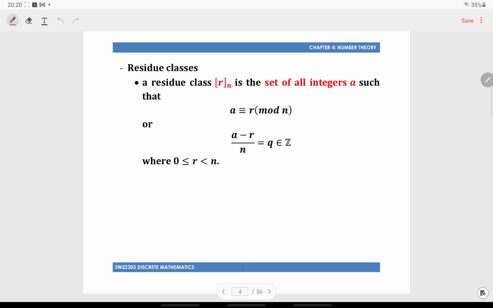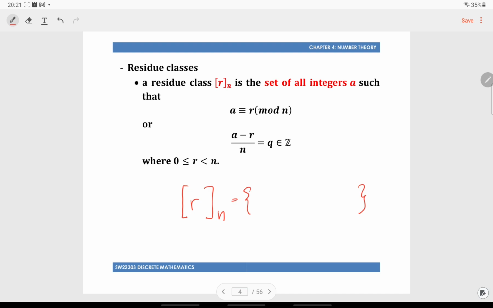Now, residue classes. A residue class is denoted by square brackets. We put R inside the square brackets and then we have subscript N. So this is what we call a residue class. A residue class is a set, so we need to enclose the entries inside curly brackets.